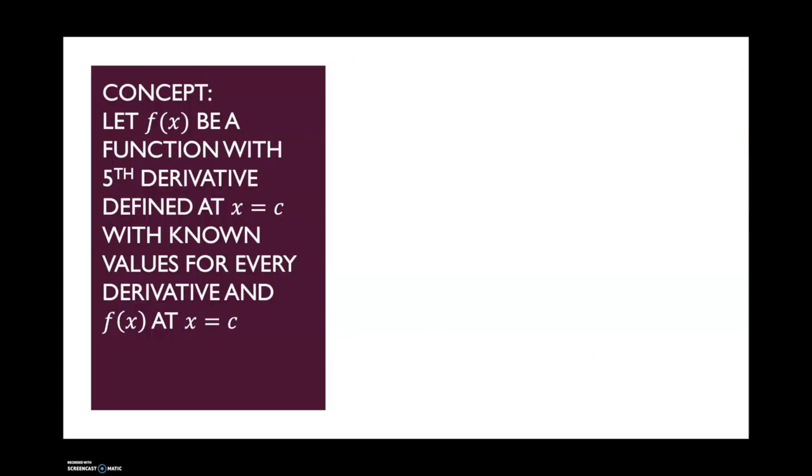We're going to let f of x be a function with, let's say, a fifth derivative defined at some point x equals c. And we're going to say that we have known values for every derivative up to the fifth derivative and f of x itself when x equals c. We have our fifth derivative at c, fourth derivative at c, onward, all the way up to f of c. We know all 6 of those values, but we don't necessarily know other values for this function at other values of x. So let's start from the fifth derivative value at c.